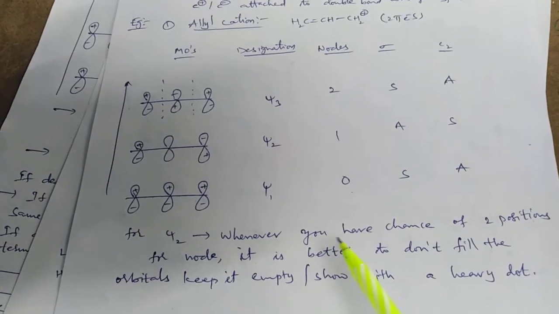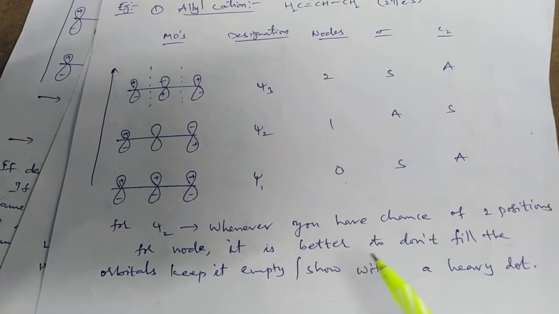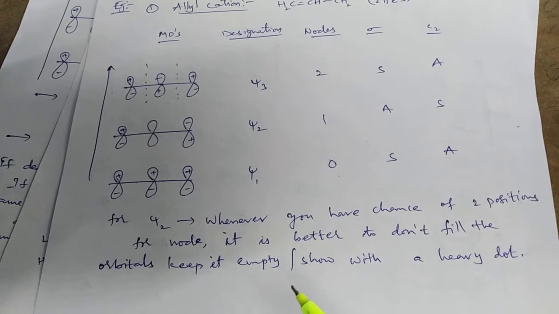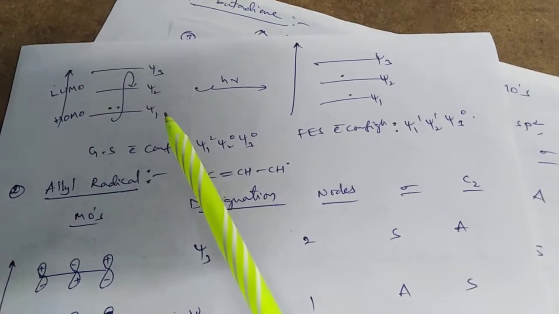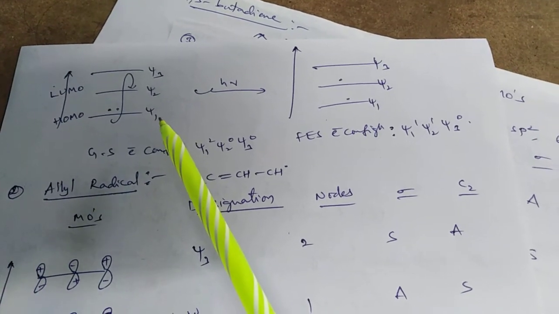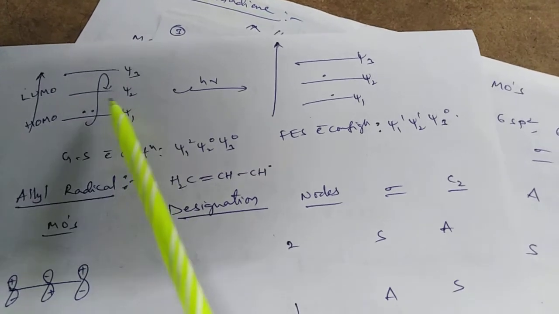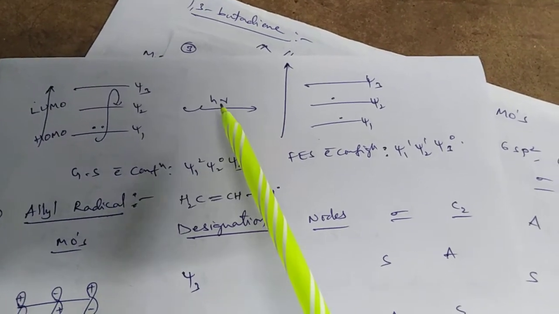For Psi2, whenever we have a chance of 2 positions for a node, it is better not to fill the orbital, keep it empty with a heavy dot. The energy order of the allyl cation: it has only 2 pi electrons in Psi1. The ground state configuration is Psi1 2.